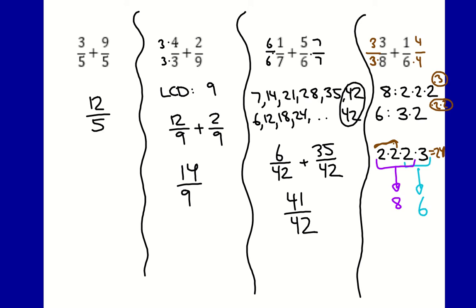So I'd multiply by 4 over 4 to make a common denominator there, and then that would provide me with 9/24ths plus 4/24ths, which is 13/24ths.